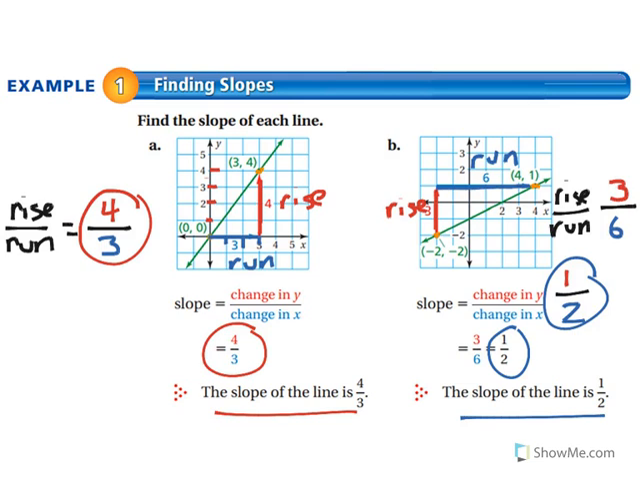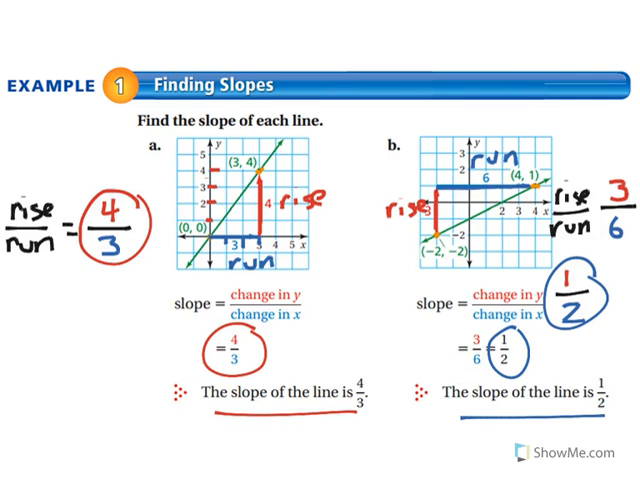Hopefully you notice that A's line is more steep. Well, I want you to look at the slope, or the fraction. We have 4/3, and compare it to 1/2. Which is a bigger number, 4/3 or 1/2? It's 4/3. So we can make that correlation that the bigger the value of the fraction, the steeper the slope. And we'll see that throughout our time looking at slopes and linear graphs.